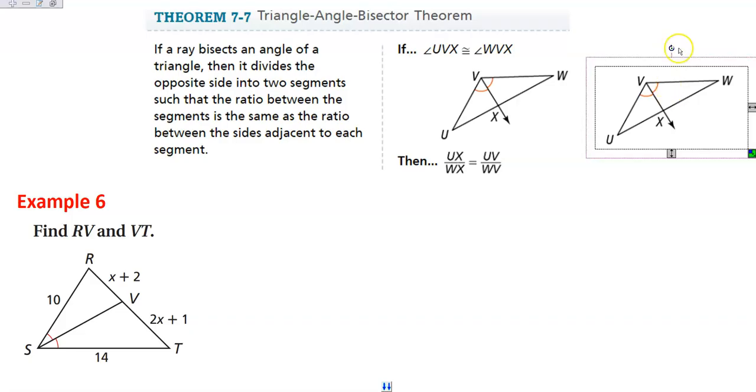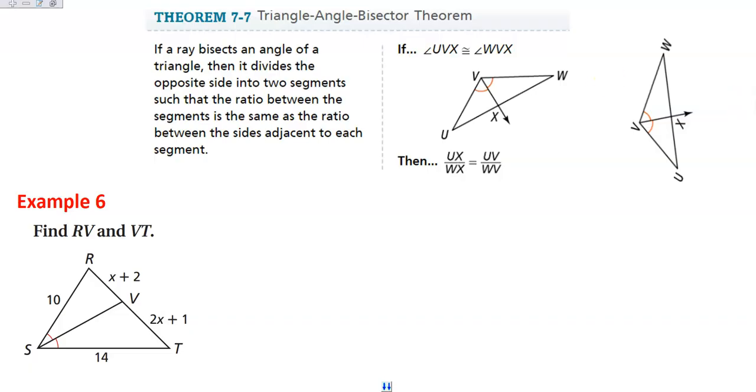We're going to do the same thing that we did with the side splitter. We're basically going to draw a fraction bar and an equal sign and a fraction bar. So I can put a fraction bar here, an equal sign here, and a fraction bar here. And I have UV over UX is going to be equal to VW over WX. Or I could run it this way, a fraction bar, an equal sign, and a fraction bar, and say VW over VU is equal to WX over XU, which is what this one is upside down.